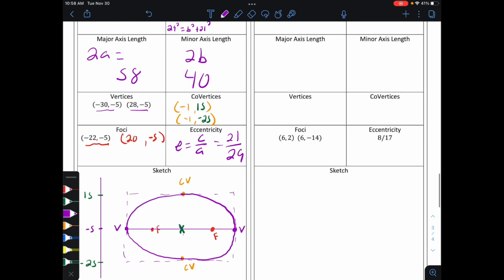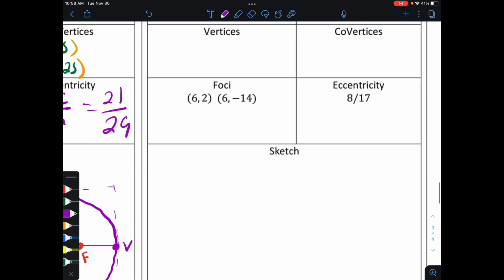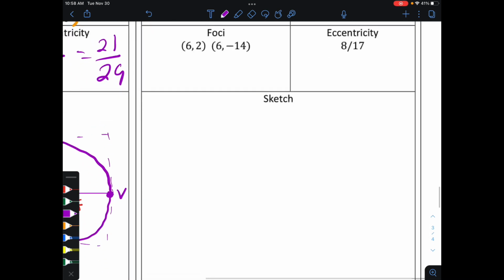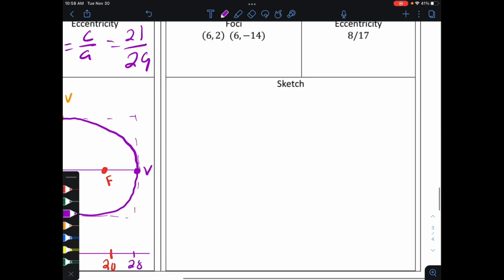Okay, one more. Let's see what we got here. This time all we're given is the foci and the eccentricity. I always need a picture to help me or I start forgetting things. So I'll draw me a little scale here.